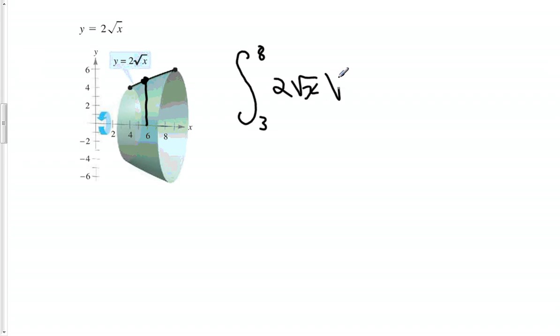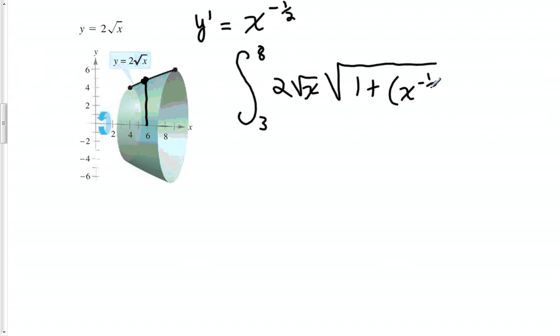Next, the rest of the formula says we have the square root of 1 plus the derivative squared. Well, I forgot to calculate that, but the derivative of this, y prime, is equal to x to the negative 1/2 power. So what we have here is 1 plus x to the negative 1/2 power squared. And we're going to do this integral with respect to x. And this integral will give me the area of this surface of revolution.